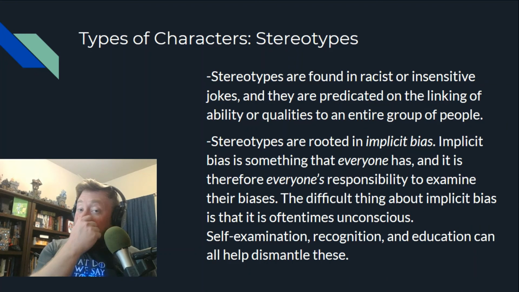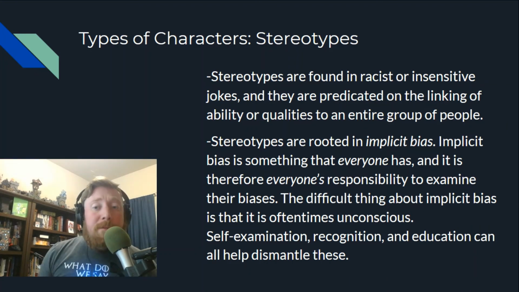Okay? So, stereotypes are found in racist or insensitive jokes, and they are predicated on the linking of ability or qualities to an entire group of people. It's important to understand that stereotypes are actually rooted in implicit bias, and implicit bias is something that everyone has. It doesn't matter how you grew up, who raised you, who your parents were, who your grandparents were. Everyone has implicit bias, and therefore it is everyone's responsibility to examine their own.